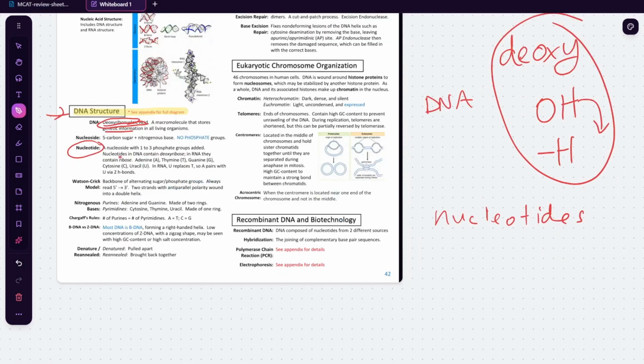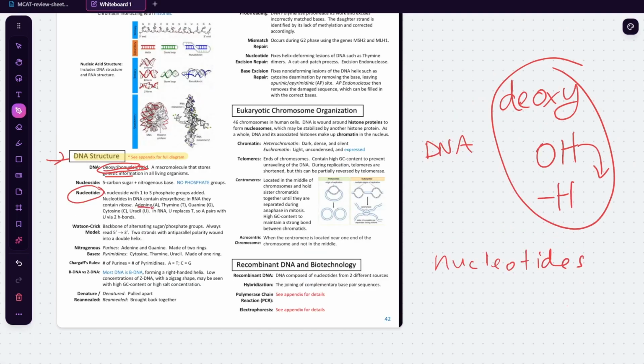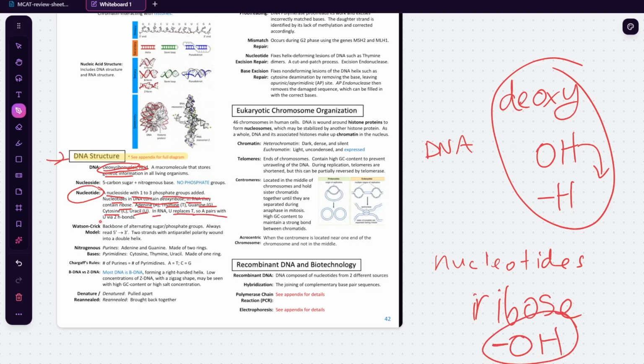Now that is a nucleotide, not just DNA, because DNA is very, very big. Sorry, I meant that was one nucleotide. Nucleotides can contain adenine, thymine, guanine, cytosine, or uracil. A nucleotide is basically a nucleoside with 1 to 3 phosphate groups added. Nucleotides in DNA contain deoxyribose. In RNA, they contain ribose, which is not deoxy, so it has that oxygen. In RNA, U replaces T, so A pairs with U via 2 H bonds.